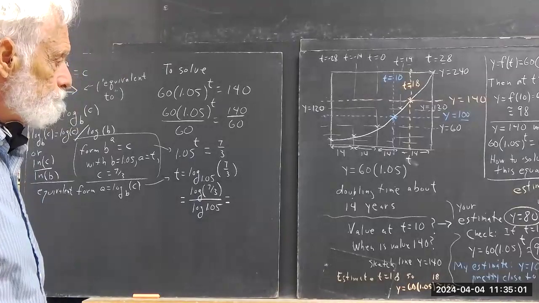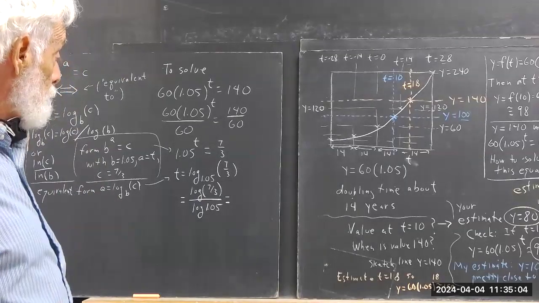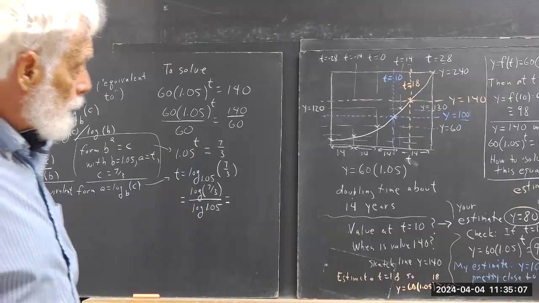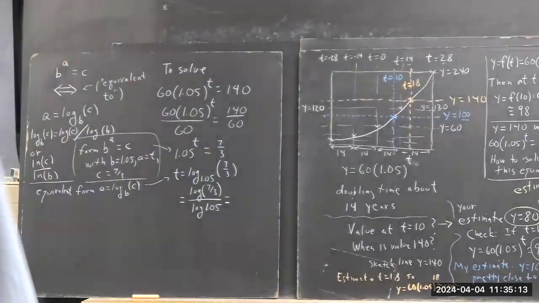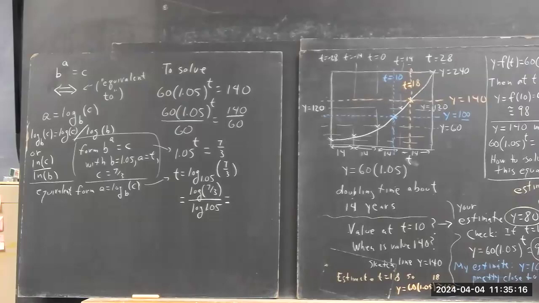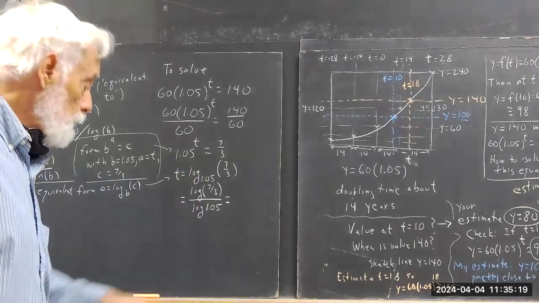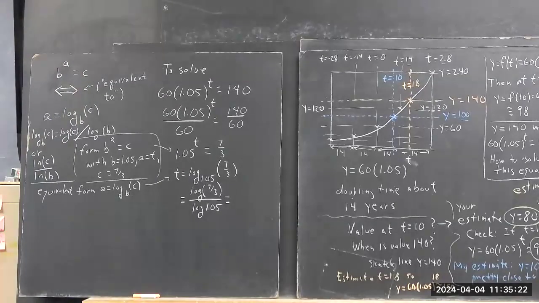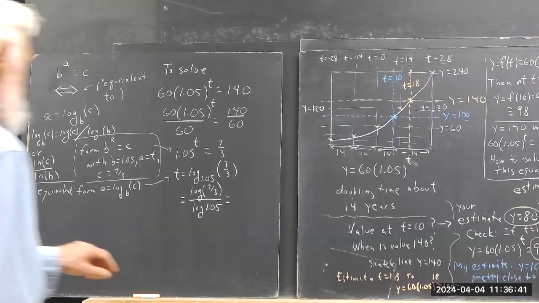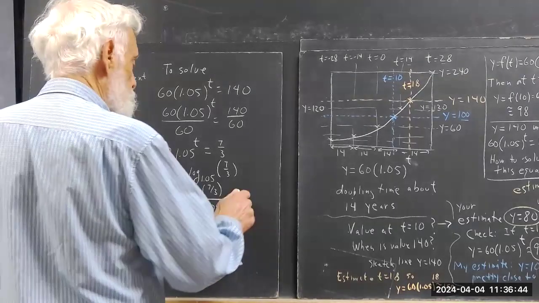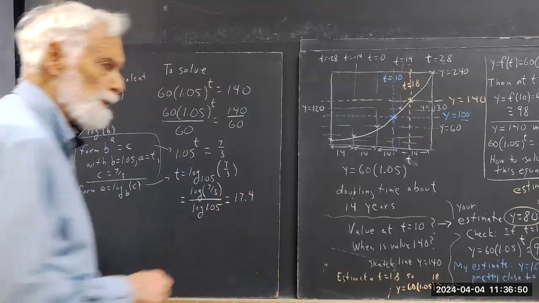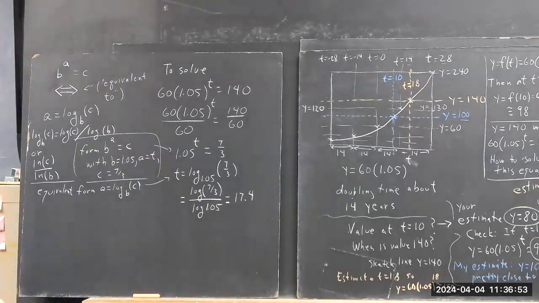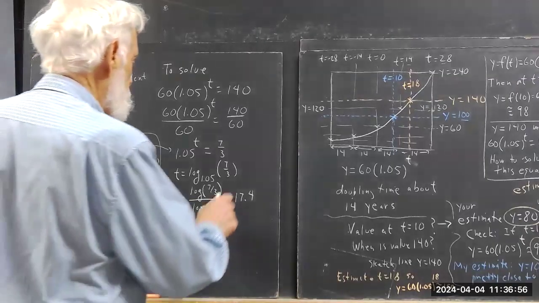Okay, so let's see what the actual result ought to be. It should be just a little less than 18. I would say 17.7 or something like that. Punch it into your calculator. Log of 7/3 divided by log of 1.05. Okay, and we get something, I think it rounds off to 17.4, 17.36 something, is that right? Yes. So we'll round it off to 17.4.